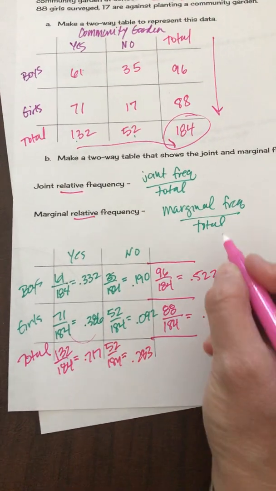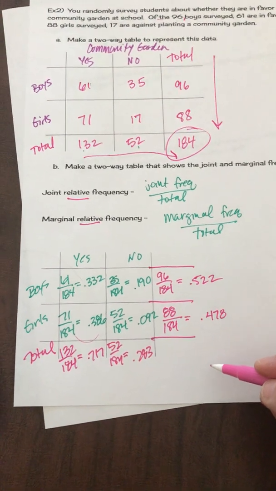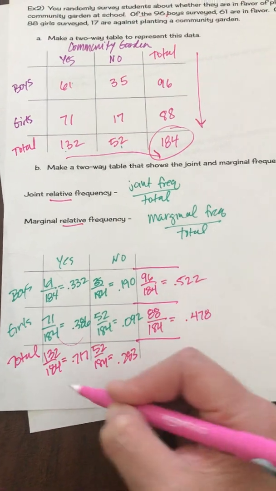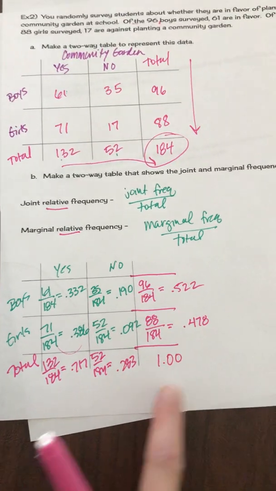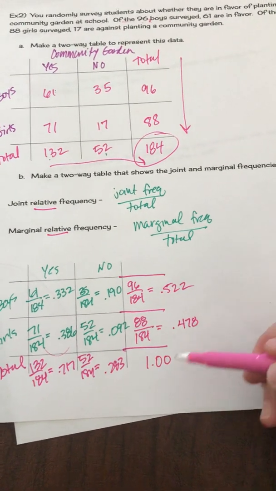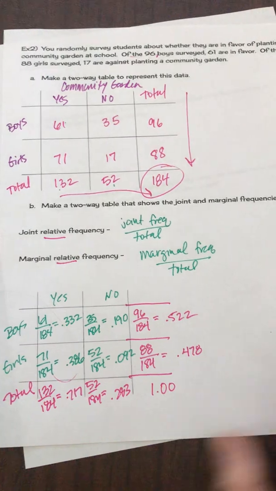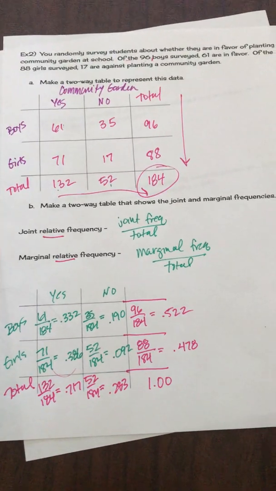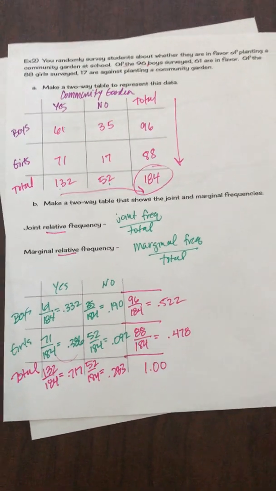Now remember, since these are now relative frequencies, what they're basically talking about is a percentage. So if we change this into 52% or 48%, what they're basically saying is this all has to add up to 100. Since I wrote it as a decimal, we're going to add those up to 1. If I wrote it as a percent, this would be 100%. So this would be your table if you're asked to do a table of joint relative frequencies, that's the green, and marginal relative frequencies, which is going to be the pink.